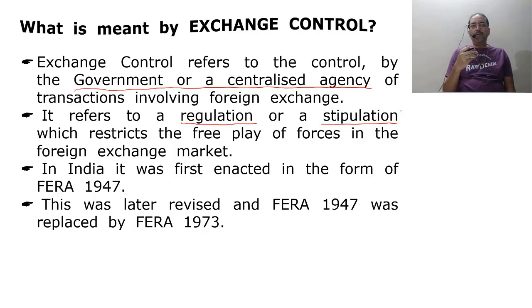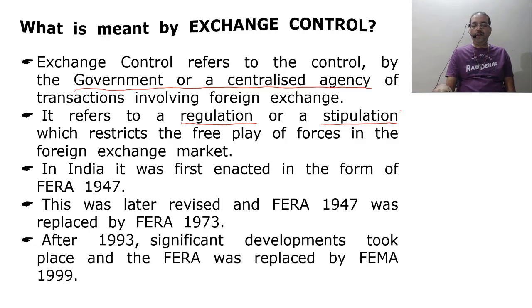But now they have replaced those strict measures, simplified the law, and converted it into what is called FEMA. That was in 1993, and FEMA was drafted and enacted in 1999. So in 1993 the liberalization process started, and we started easing the rules and regulations of FERA. Finally, we had a draft document of FEMA in 1999, which replaced FERA. So after 1993, significant developments took place, and FERA was replaced by FEMA of 1999, the Foreign Exchange Management Act.